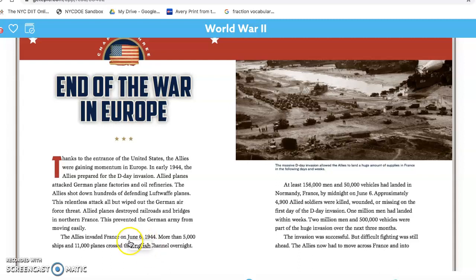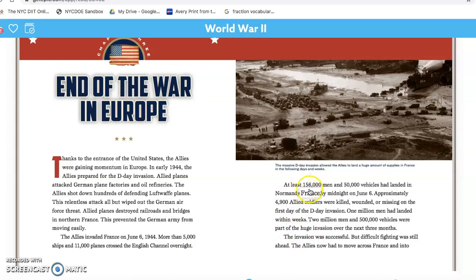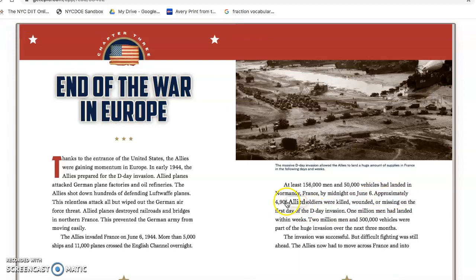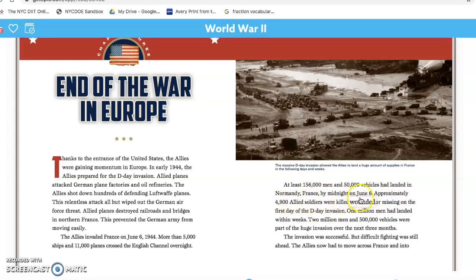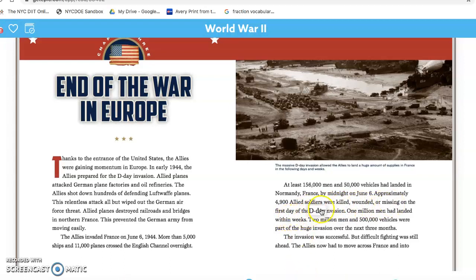The Allies invaded France on June 6 of 1944. More than 5,000 ships and 11,000 planes crossed the English Channel overnight. At least 156,000 men and 50,000 vehicles had landed in Normandy, France by midnight on June 6th. Approximately 4,900 Allied soldiers were killed, wounded, or missing on the first day of the D-Day invasion.